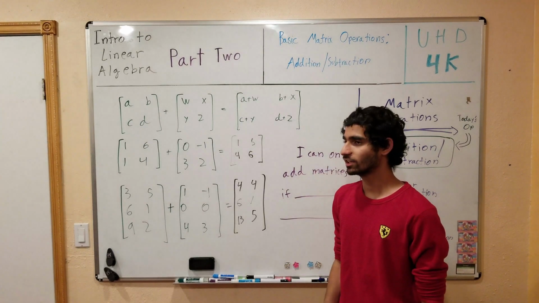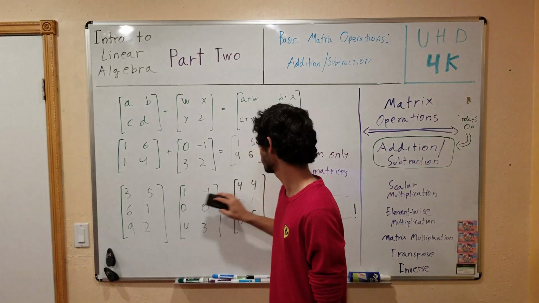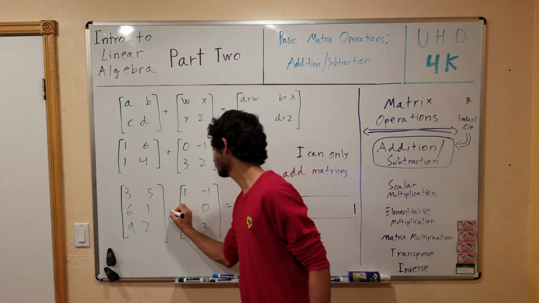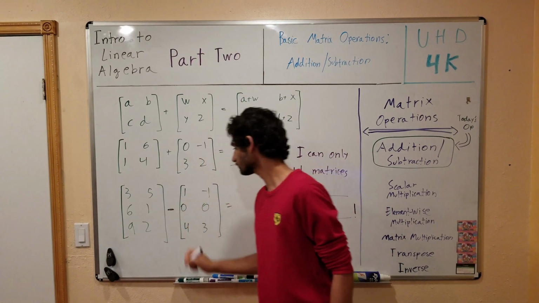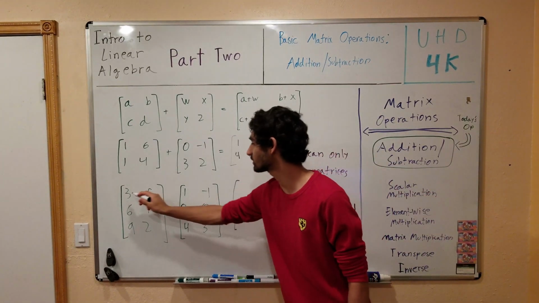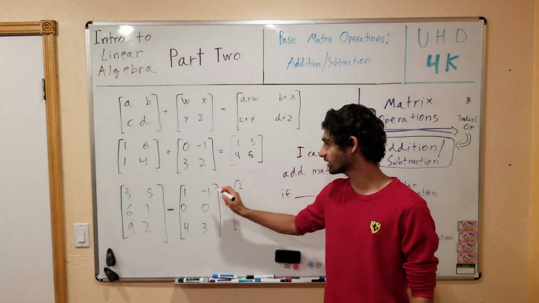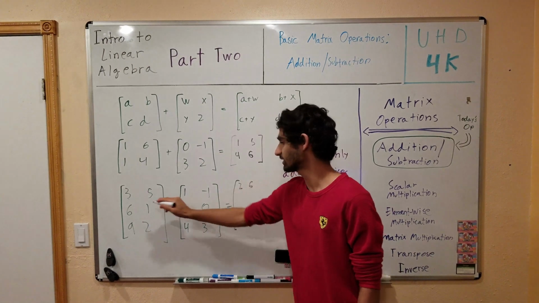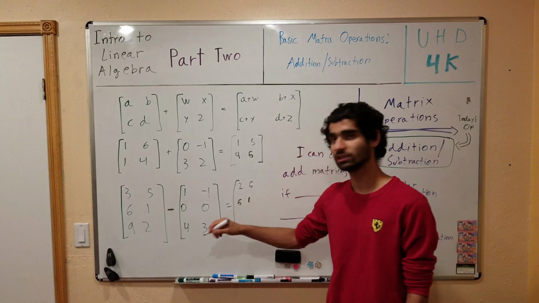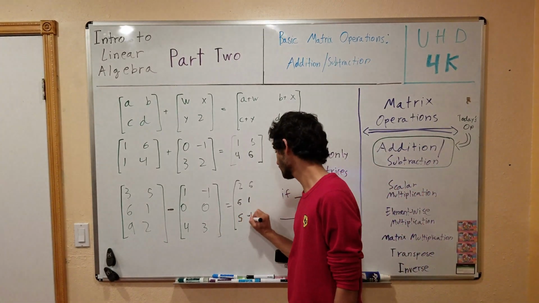If I'm doing subtraction, it's a similar process, except instead of adding, I must subtract the corresponding elements. Let's modify this problem such that we are subtracting rather than adding these two matrices. So, once again, it's simple. Got to subtract the corresponding elements. 3 minus 1 is 2. 5 minus negative 1 is 6. 6 minus 0, 6. 1 minus 0, 1. 9 minus 4, 5. And 2 minus 3, negative 1.